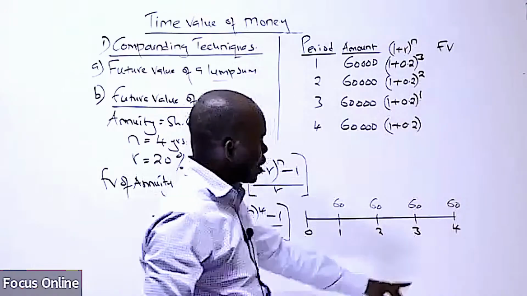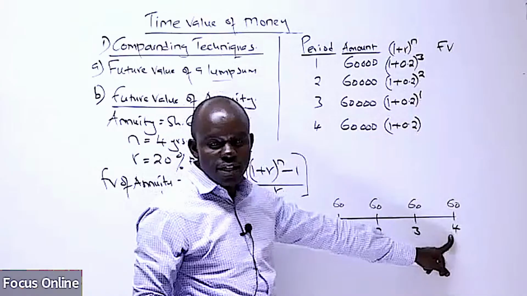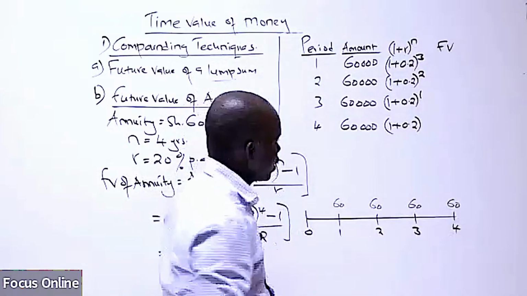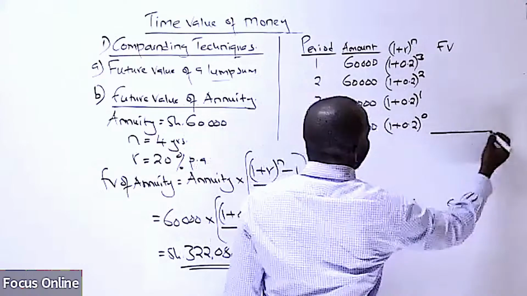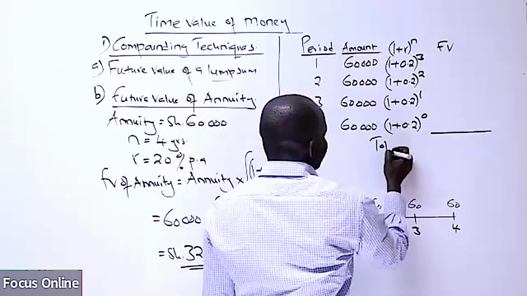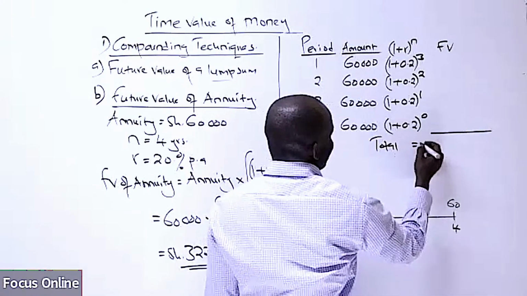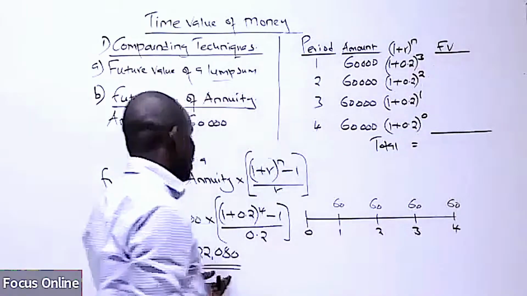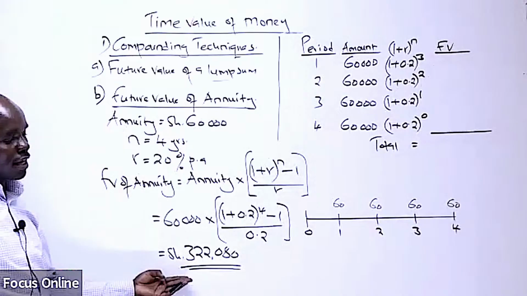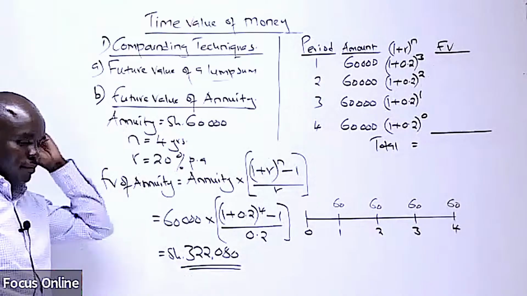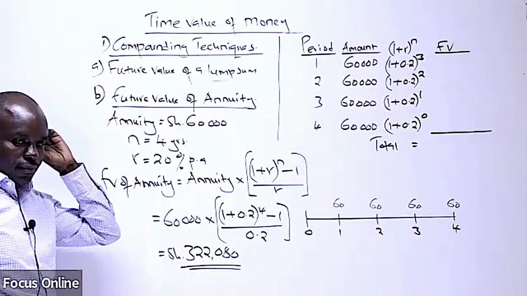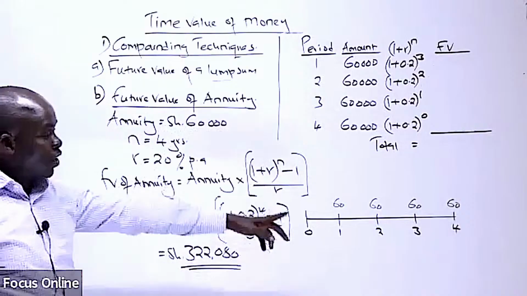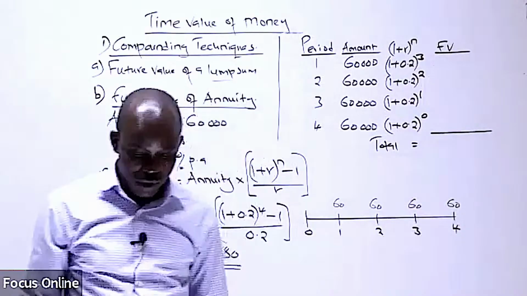And the last one, the 60 that you are investing at the end of year 4, will have earned no return. So you say power 0. So multiply and get the total. If you multiply and get the total, we should be getting the same answer as this. I just want you to get the concept of power what, power what.